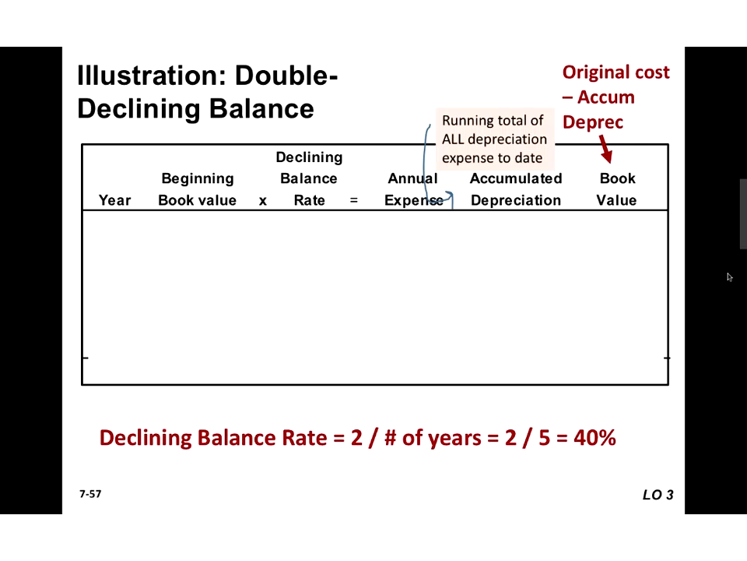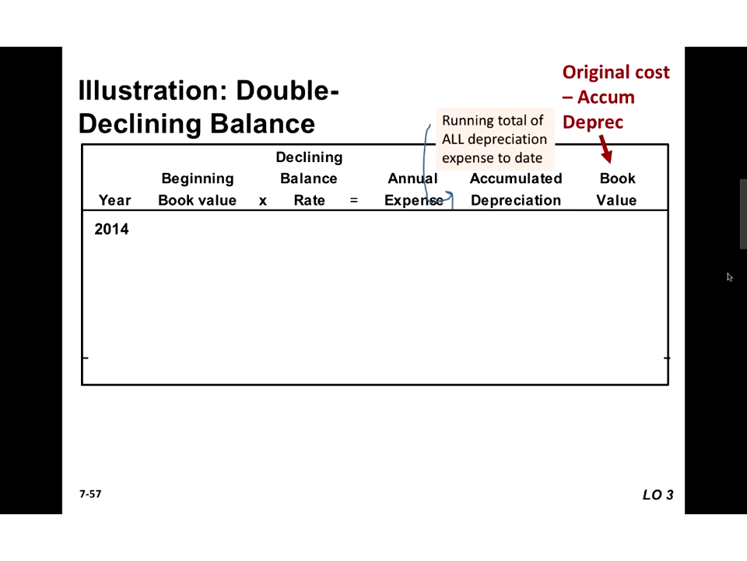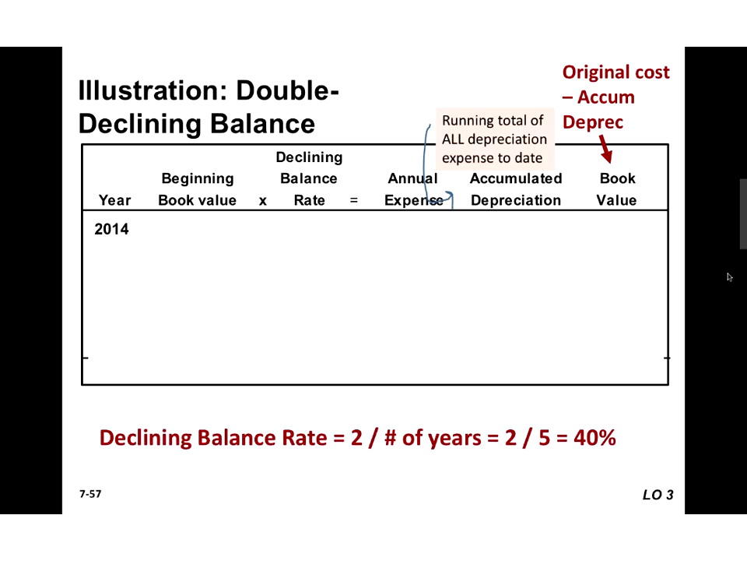Okay, now I'm going to take my 2 divided by my 5-year estimated useful life, and I get a factor of 40%. So let's start with this. The first year, 2014, my beginning book value is $13,000. Where did I get $13,000? That's the cost. This is the only method that does not take the residual value into account in the early years. You'll notice we are not worried about that $1,000 when we first start this problem.